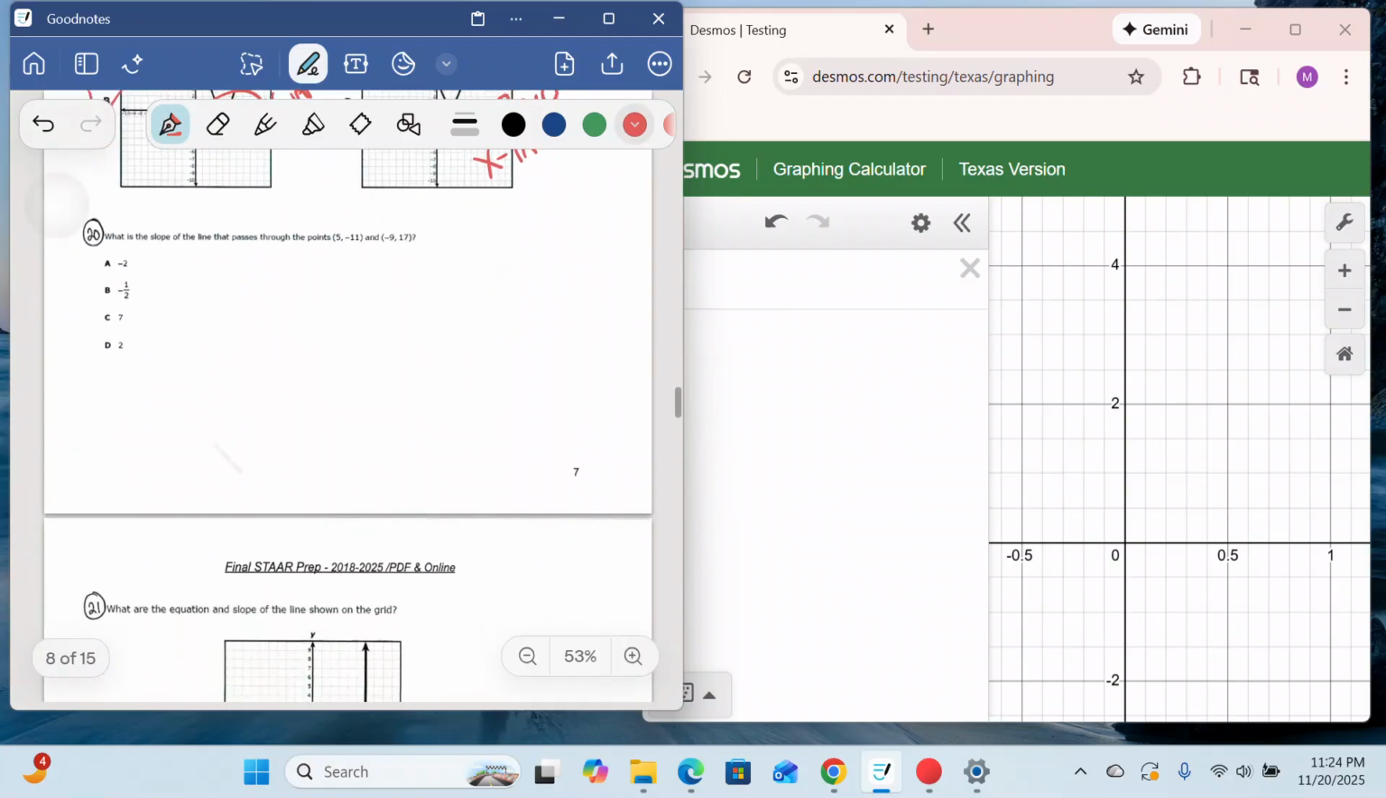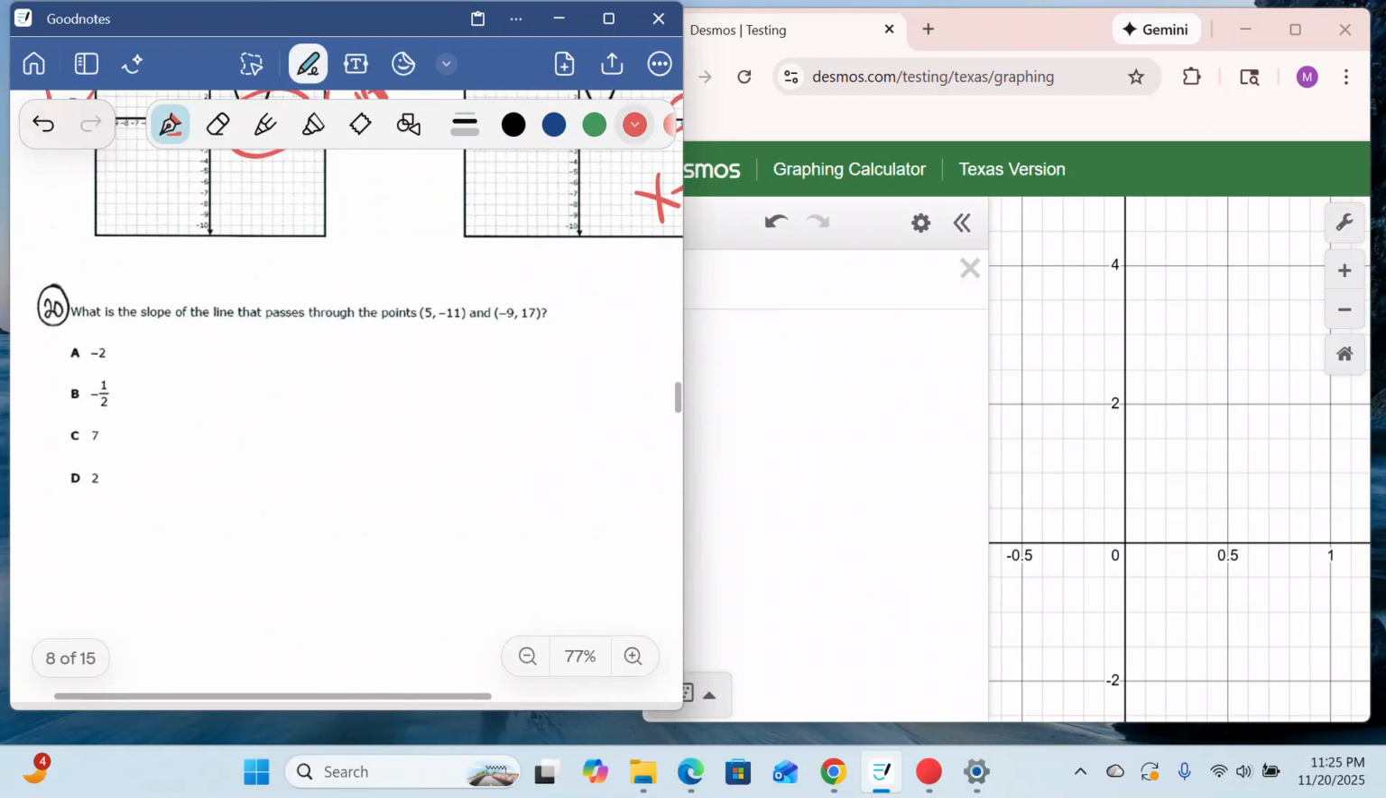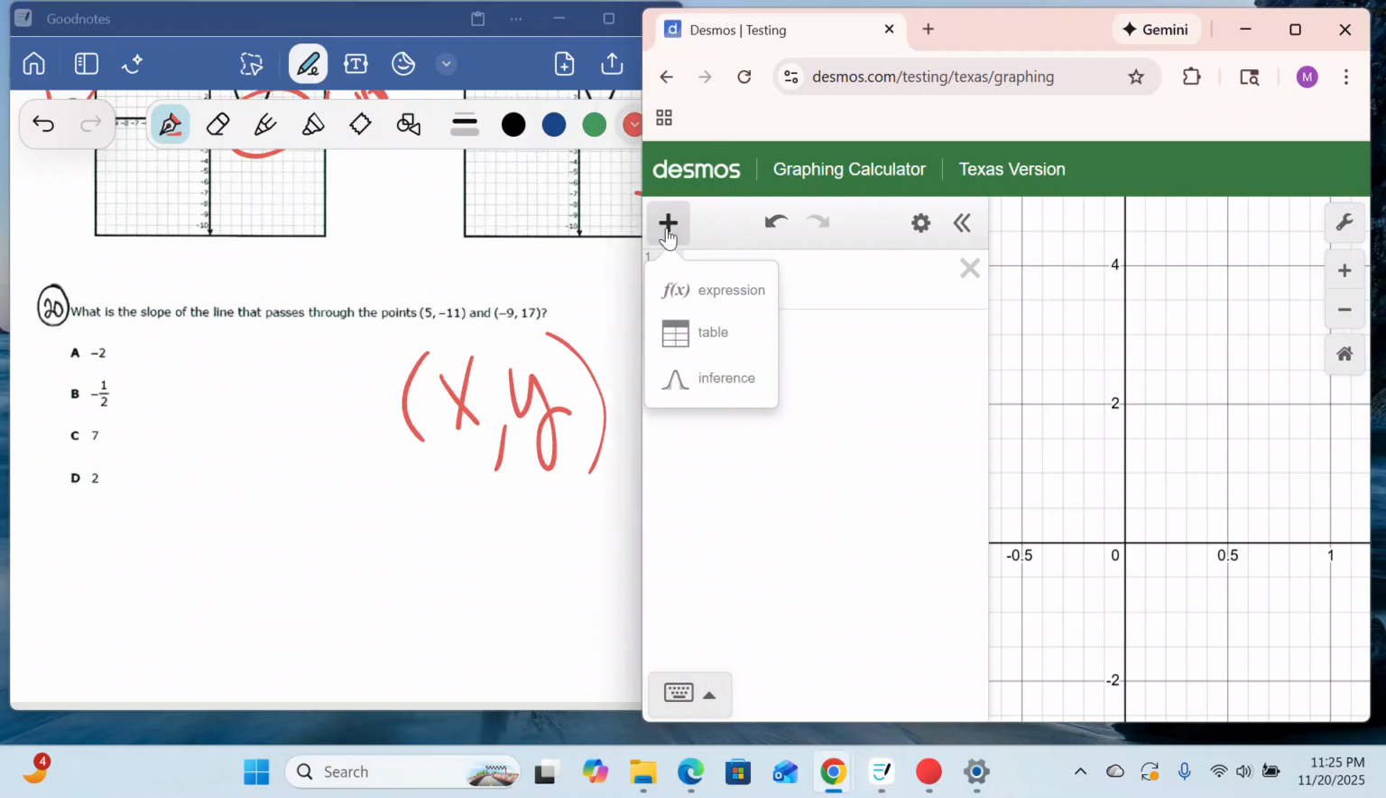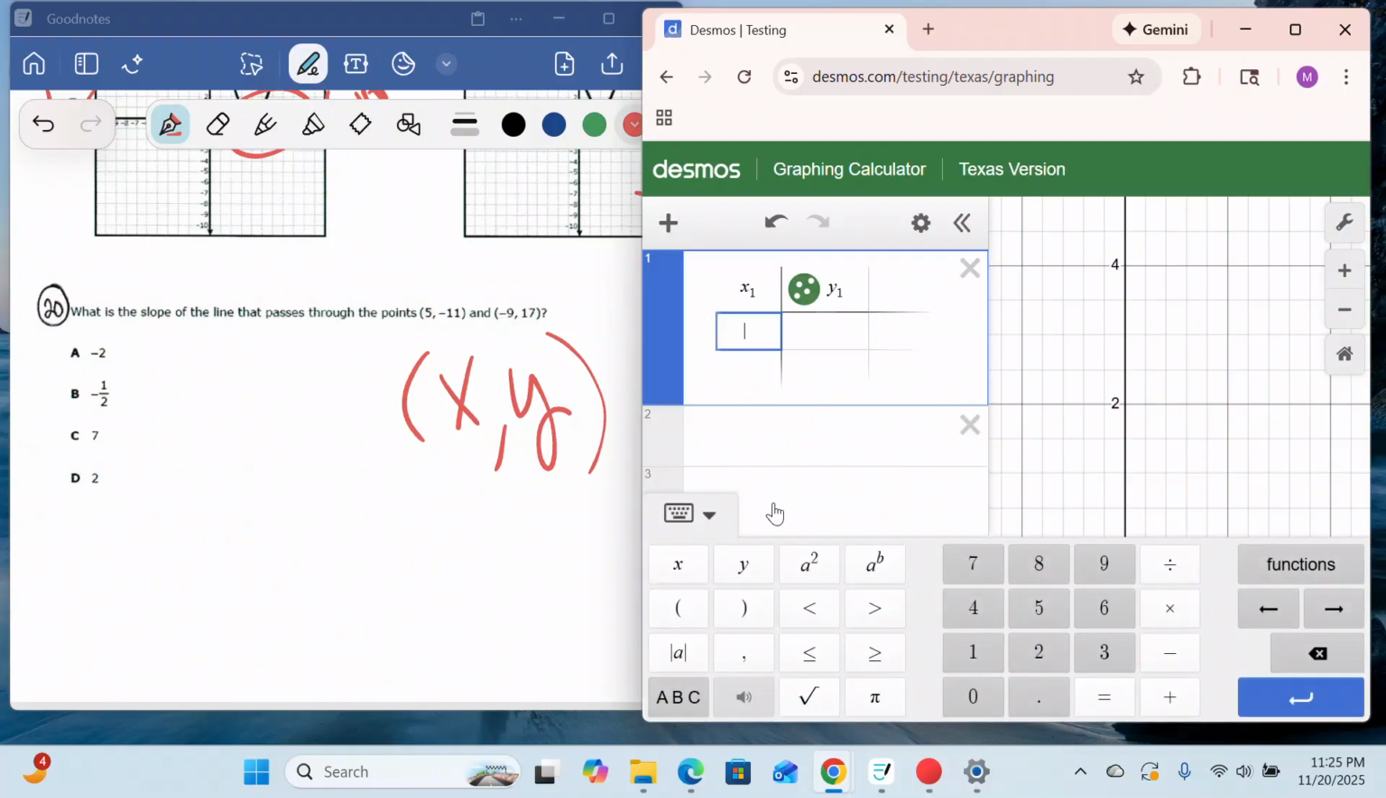Let's look at number 20. What is the slope of the line that passes through points (5, negative 11) and (negative 9, 17)? Very simple. All you have to know is that (x, y) is my ordered pair. So all I do is input this into a table and get my y equals mx plus b. So I'm going to go ahead and input it into the table. This one is x and this one is y.